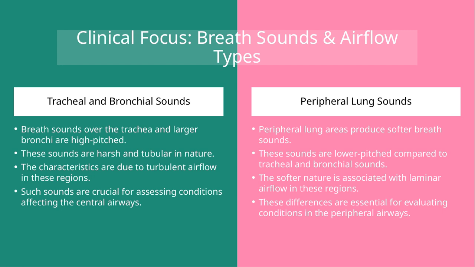Moving on to the peripheral lung areas, the breath sounds here are noticeably softer and lower in pitch compared to those over the trachea and bronchi. This difference is due to the laminar, or smooth, airflow in these smaller, more distal airways. Understanding these distinctions is vital when evaluating peripheral airway conditions, such as early stages of lung disease.